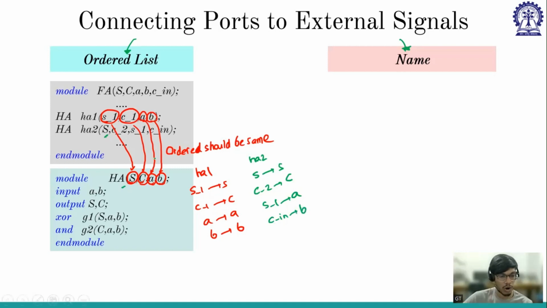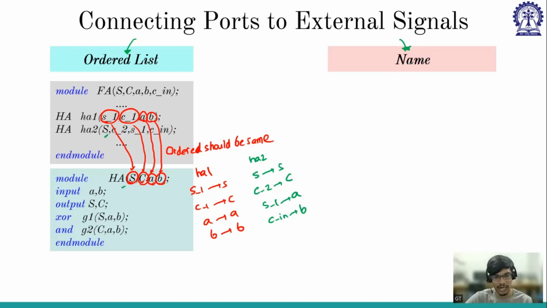So here the order is the crucial thing. If you mess up the order, then the code will not be correct. It needs the exact same order, so Verilog will map accordingly. Then is there any solution if I don't want to give the same order? Then there is another way of connecting the signals, which is by name.